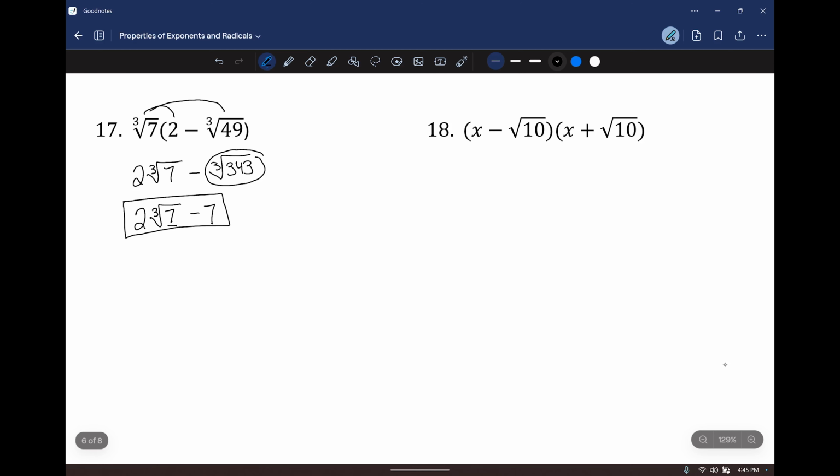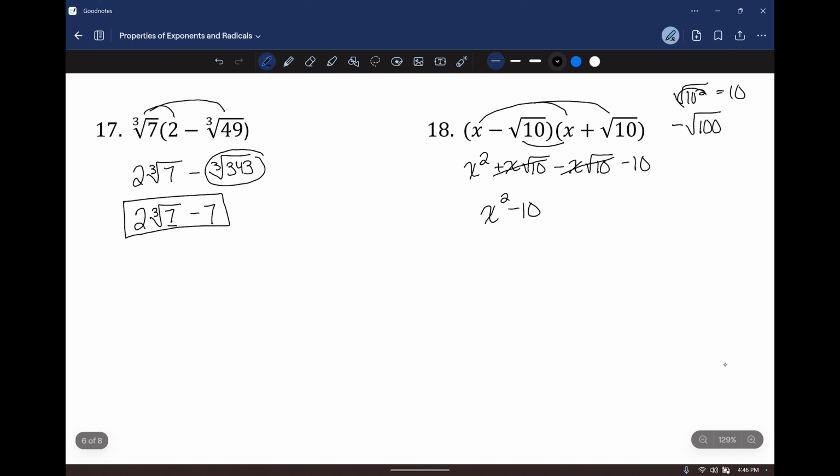Number 8, we are multiplying conjugates, and when you multiply conjugates, the middles should cancel out. So just be aware. So I have x times x is x squared. X times square root of 10 is x square roots of 10. Negative square root of 10 times x is negative x square root of 10. And a negative square root of 10 times a positive square root of 10 is a negative square root of 100, which is negative 10. So if I take a root times itself, it just ends up being what's underneath there, because it's like saying the square root of 10 squared, which would be 10. All right, the two middle terms are opposites, and they're going to cancel out. So I'm left with x squared minus 10.